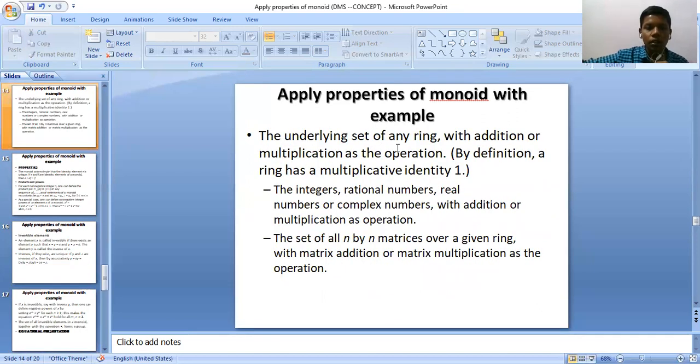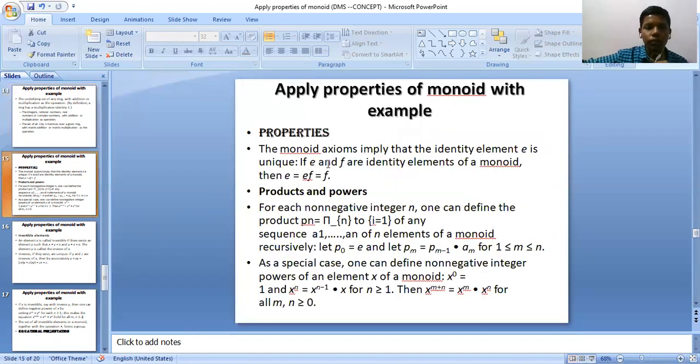The underlying set of any ring, with addition or multiplication as the operation. By definition, the ring has a multiplicative identity 1. The integers, rational numbers, real numbers, or complex numbers with addition or multiplication as operation. The set of all n by n matrices over a given ring, with matrix addition or matrix multiplication as operation.